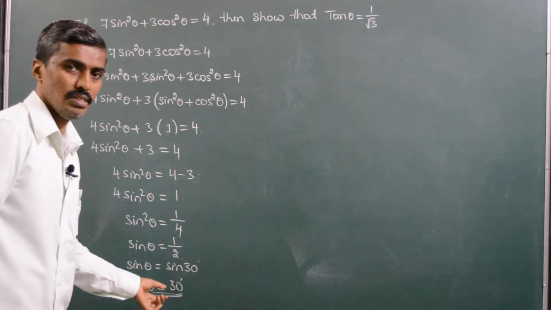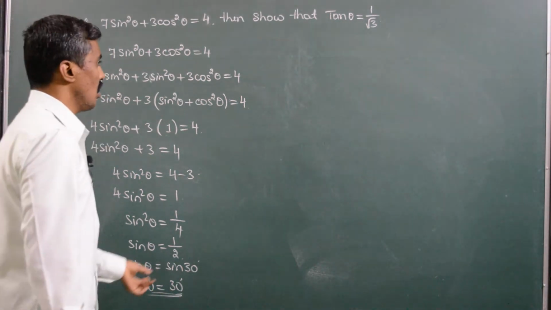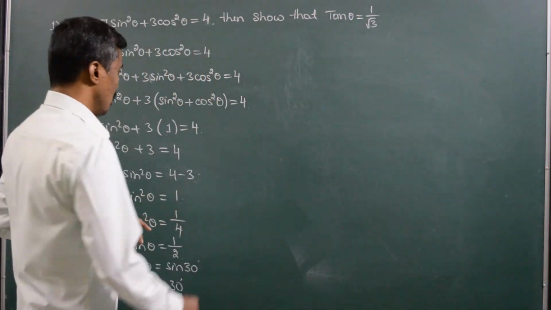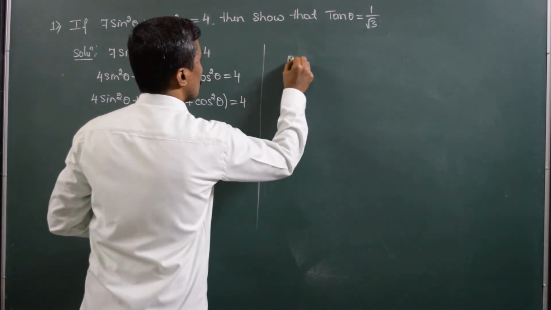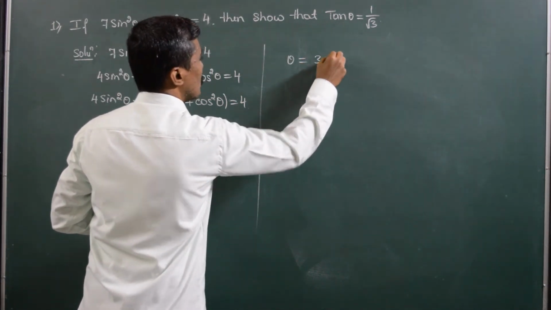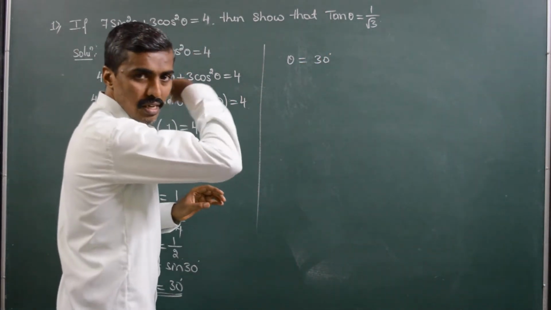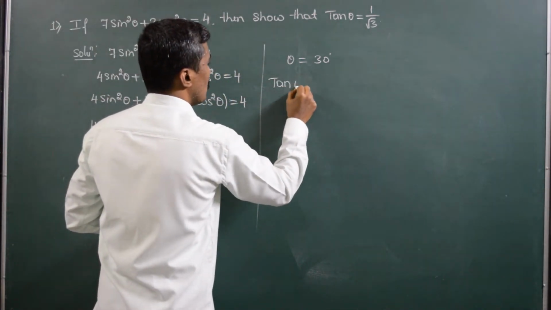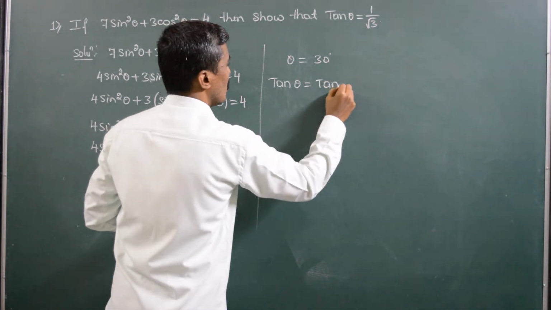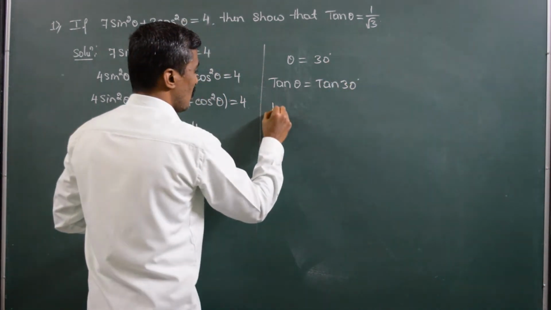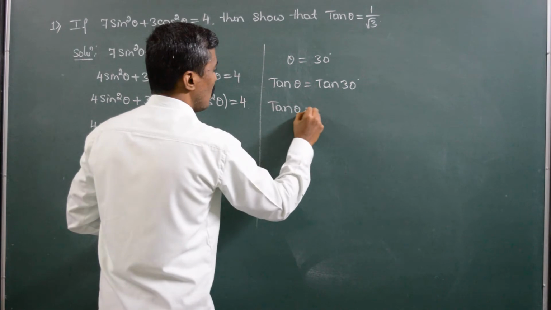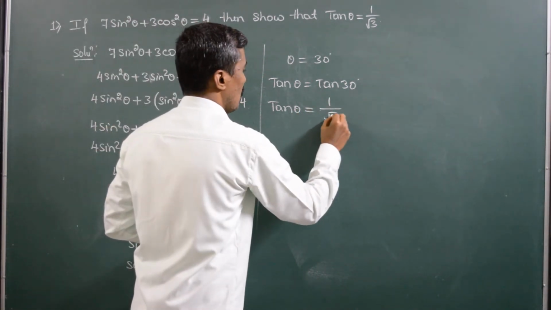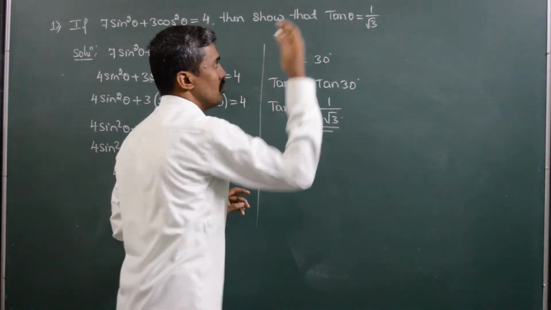The value of theta is 30 degrees. Now we have to prove that tan theta is equal to 1 by root 3. So we got theta is equal to 30 degrees. Now take tan on either side. Tan theta is equal to tan 30. So what is the value of tan 30? It is 1 by root 3. So that is our required thing what we have to show.